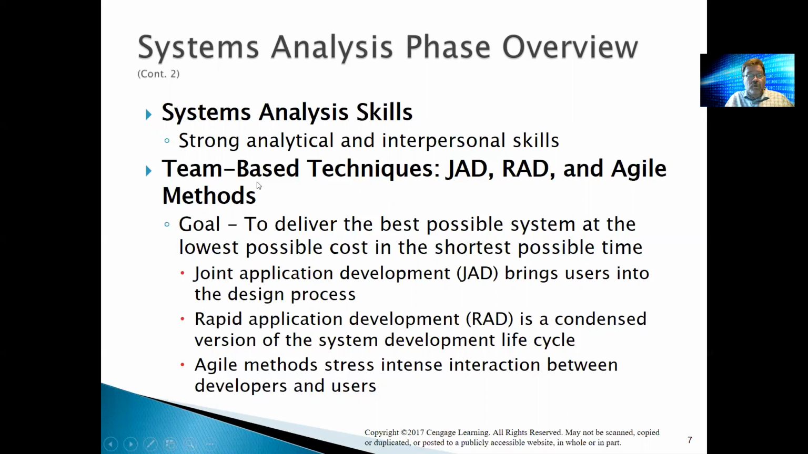So to get the sort of interpersonal skills, we actually have a few team-based techniques. We have JAD, RAD, and then basically Agile. And the whole point here, in joint application development, we actually bring in people, like normal humans, in the design process. And then in theory, they're released and they're not around for the implementation and then the rollout.